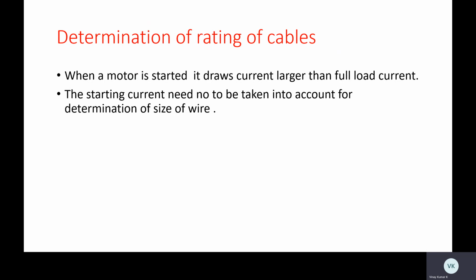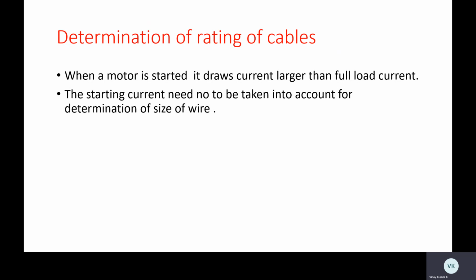So as I told, we have to calculate the load current based upon the load of the motor and supply voltage. After calculating the load current, next we have to calculate the starting current of the motor.